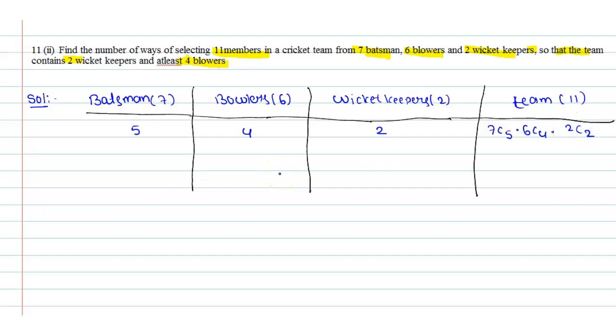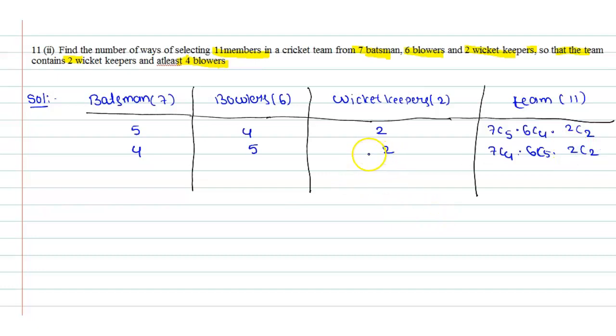Okay, now 2 wicket keepers are common for all. Here I am increasing bowlers. Here I am taking 5 bowlers, and if you take 5 plus 2, 7, batsmen will be decreased to 4. So the team is out of 7 batsmen I am taking 4, 7C4. Out of 6 bowlers I am taking 5 bowlers, so that is 6C5. And I am taking 2 wicket keepers.